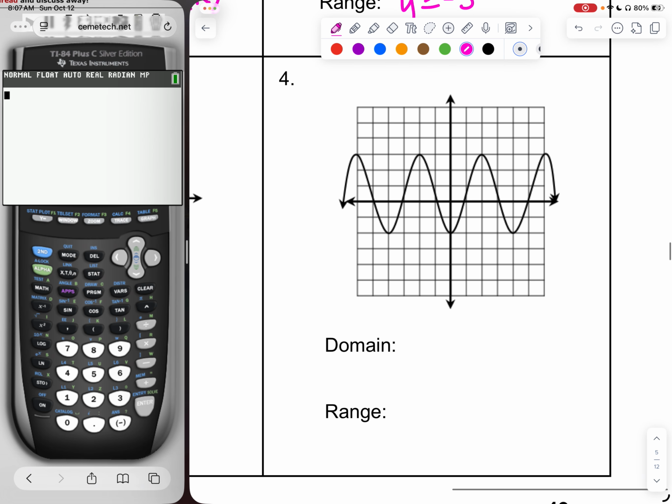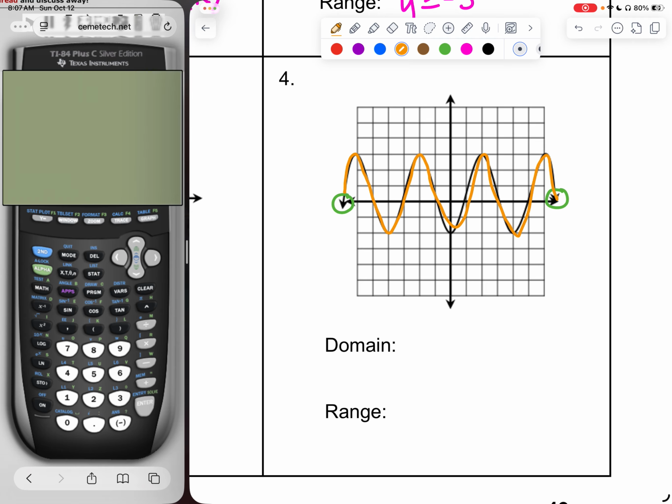If we look at number 4, yes, I do see that I have these arrows. However, what I also see is that we have an oscillating motion. The word oscillating means to rotate. It goes back and forth, back and forth, back and forth. So I only go up so high and I only go so low.